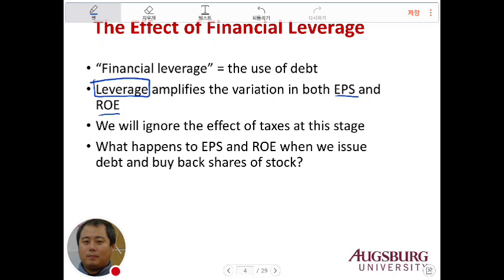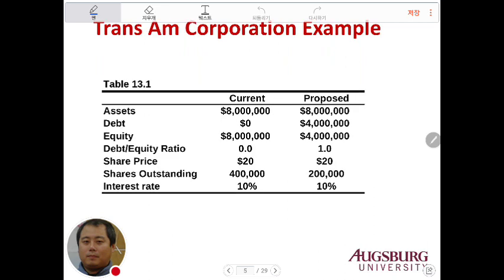To simplify the problem, we'll ignore the effect of tax at this stage and see what happens if we increase the leverage. So this is what happens. Currently, we have $8 million in assets and no debt. So this is called the unlevered firm. So no leverage, 0%. So the debt ratio is 0. And if the share price is $20, the shares outstanding should be 400,000, because the total assets should be $8 million, 20 times 400,000.